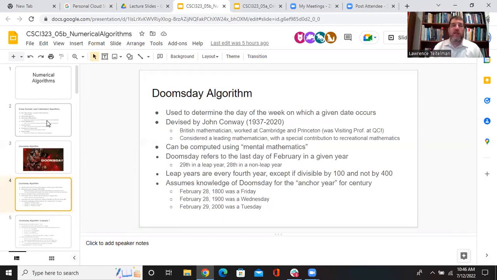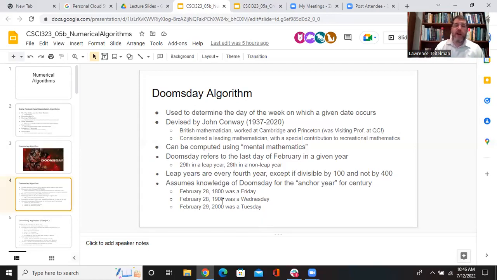We all know that in a non-leap year, it's the 28th, and in a leap year, it's the 29th. But what day of the week is it? That's the first thing we need to figure out. We call that Doomsday. Doomsday is the last day of February in a given year. This is the part you need to memorize.